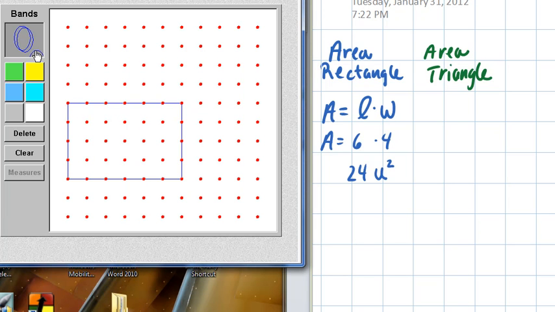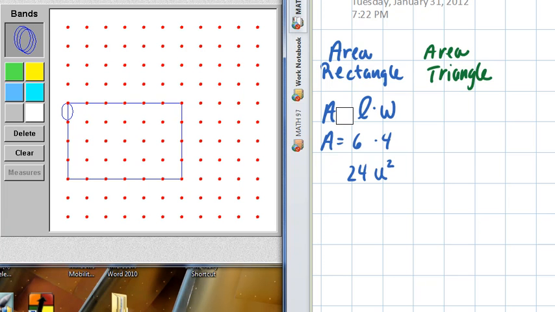Okay, let's look at how you find the area of a triangle. Now before we do that, let's just review how to find the area of a rectangle. I've got the formula written over here. The area of a rectangle you find by taking the length times the width.